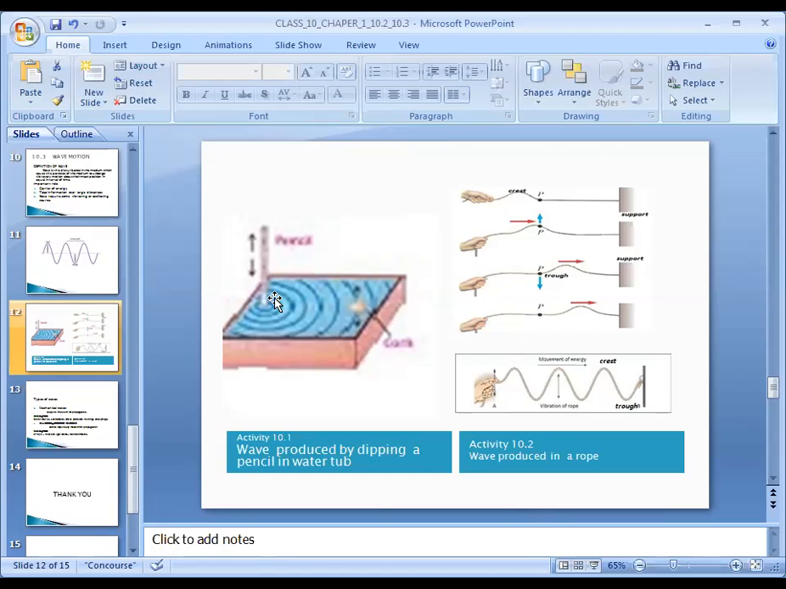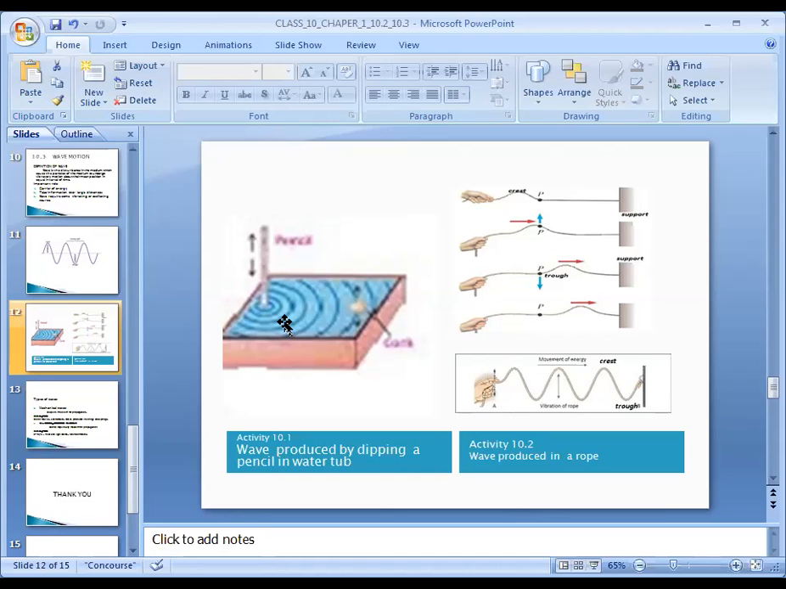First of all, I will explain where the pencil is, where the cork is, and what the waves are, right? So this is my pencil. You can also see the same picture on page number 7 of your 10th class book. This is the pencil and this is our cork. So this activity is 10.1, wave produced by dipping a pencil in water. This is the pencil, this is my cork, this is the position of the cork. It's written over here, cork, and this is the pencil.